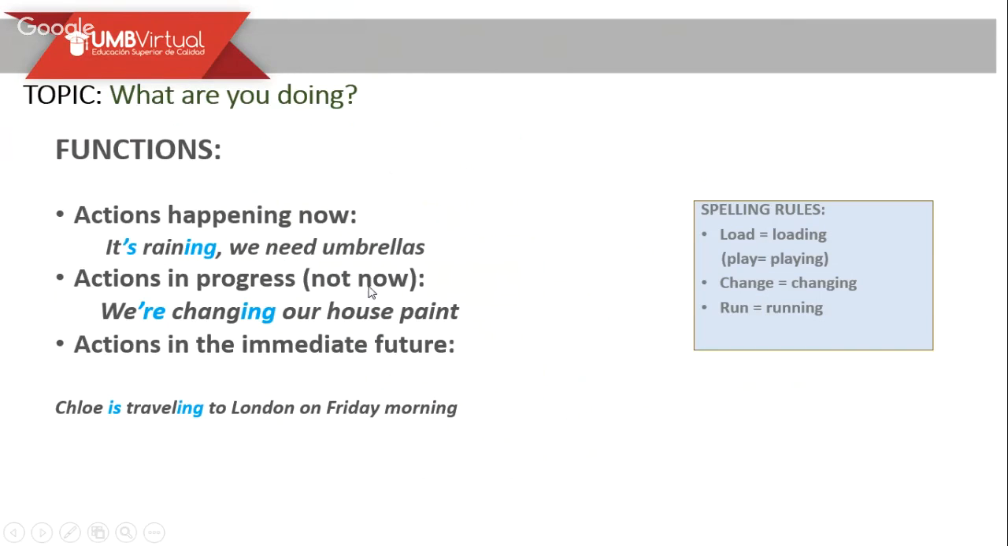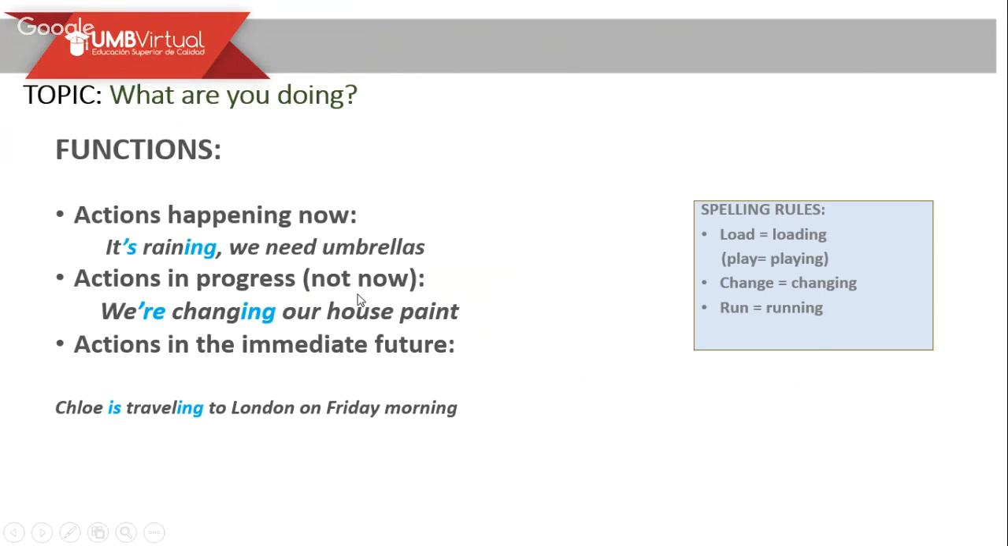actions in progress, not now, and actions in the immediate future. Recordemos que ese uso del presente continuo tiene como tal varias funciones. Y como les estaba mencionando anteriormente, generalmente hace relación a dichas acciones que nosotros estamos haciendo en el momento. So, actions happening now. It is raining. We need umbrellas. Yes, that is going to be the purpose of this part.